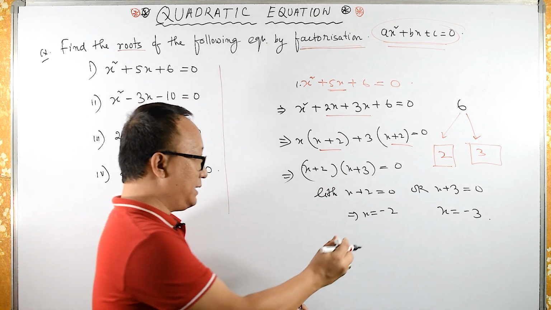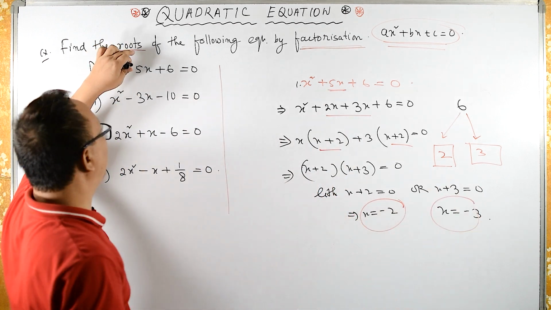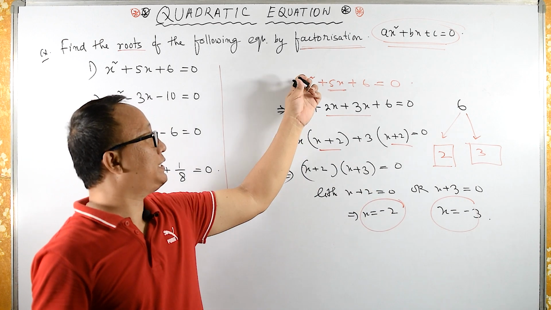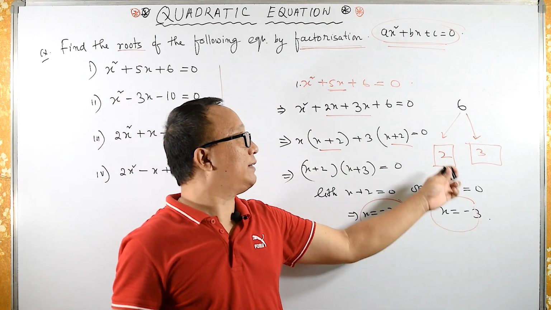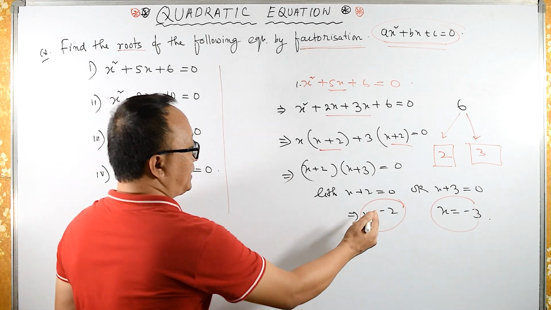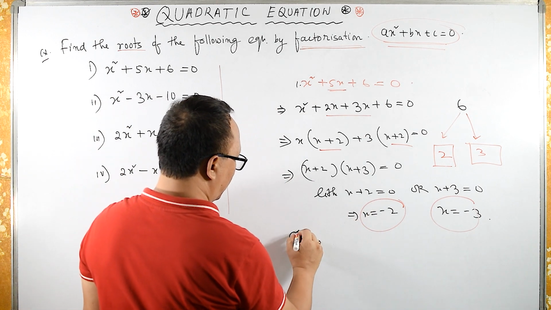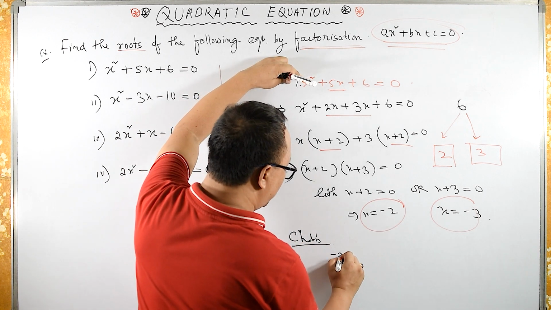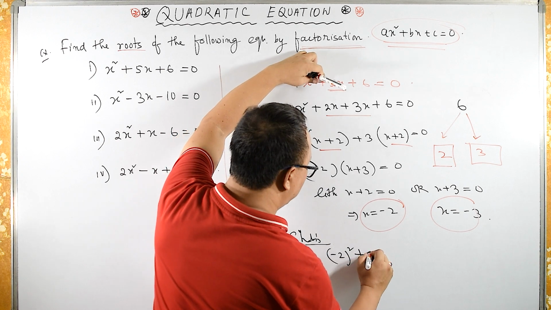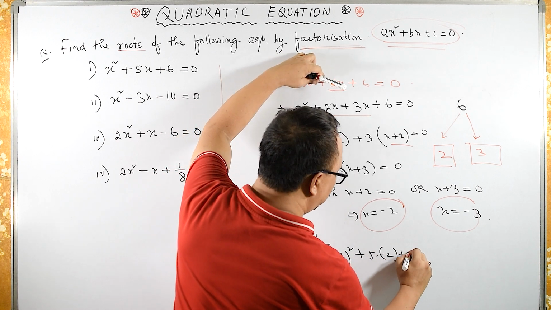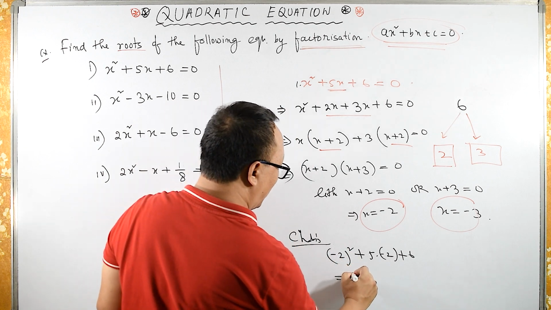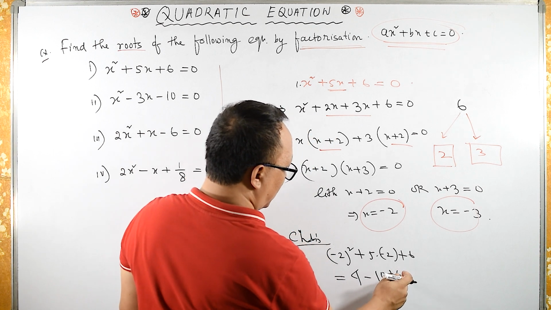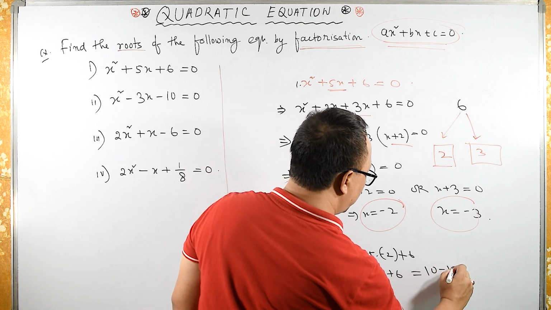These are what we call the values or roots of this quadratic equation. It means x equals to minus 2 satisfies this equation, as well as x equals to minus 3. Let's check. When x equals to minus 2, minus 2 the whole square plus 5 into minus 2 plus 6 equals to what? Minus 2 whole square is 4, 5 into minus 2 is minus 10, plus 6. So 4 plus 6 is 10, and 10 minus 10 is equals to 0.